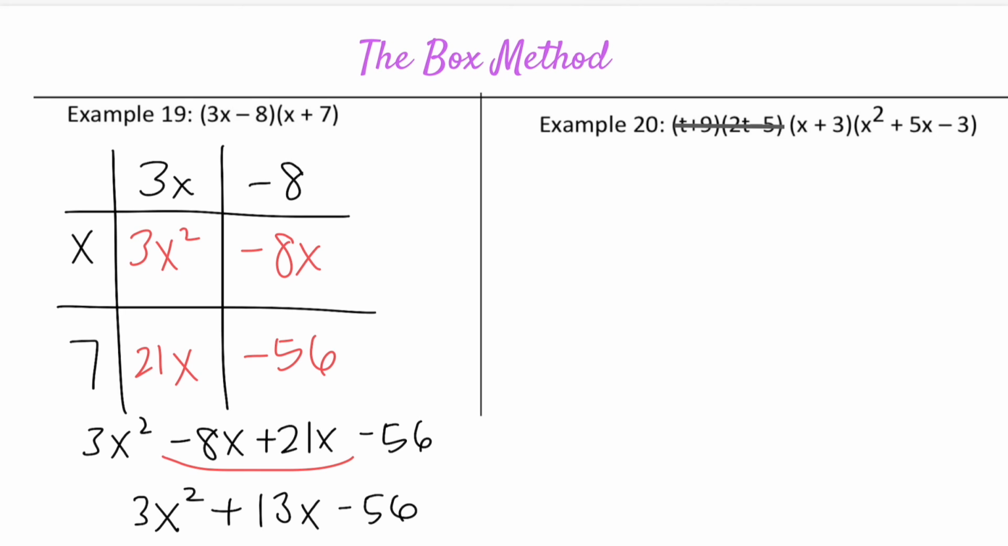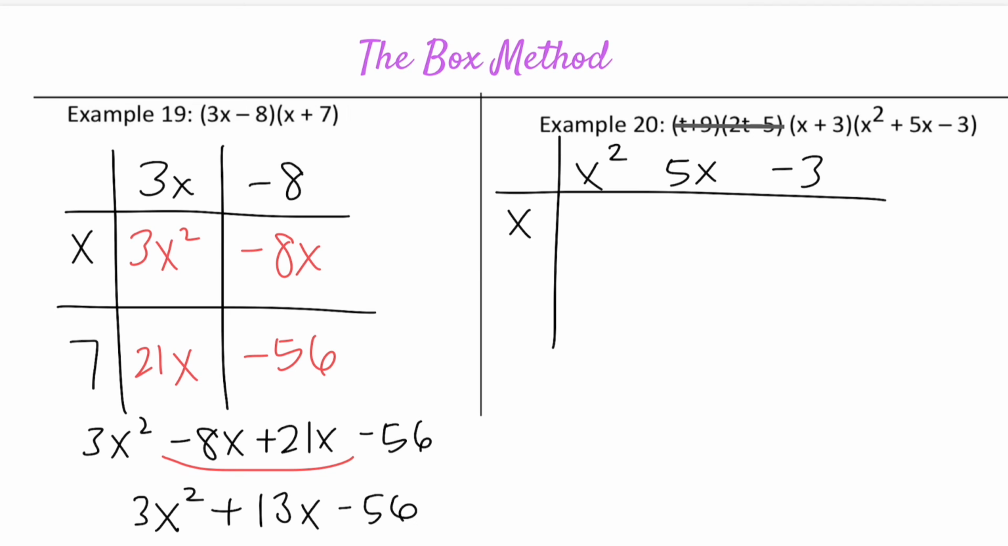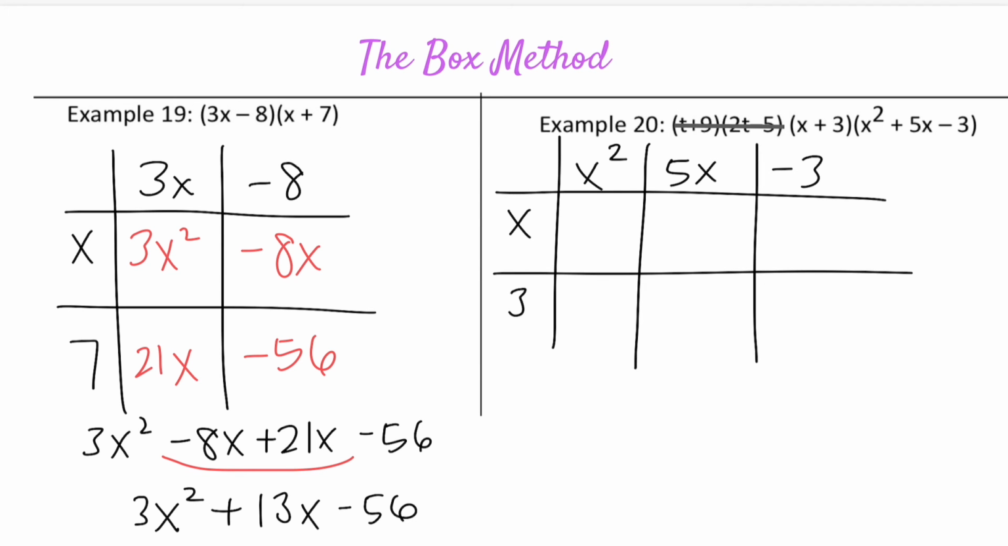Okay, so for this next problem, please ignore that part that I crossed out there. We're just doing the binomial x plus 3 multiplied by that trinomial. So we haven't done this before, but basically, just like when we distributed, we just had to distribute to one more term when we were multiplying by a trinomial. So now when we have this box method, we just need to add one more row or one more column.